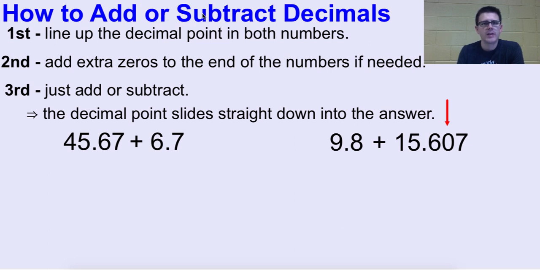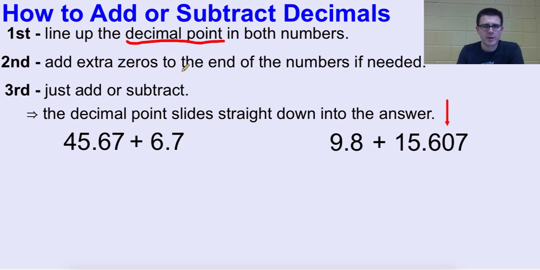So up at the top of your notes, that big main section, start with our heading, how to add or subtract decimals. And we basically have a three-step process. First, line up the decimal point. This is probably the most important part in the whole problem. If you don't line up that decimal point, you're never going to have a chance of getting that answer correct.